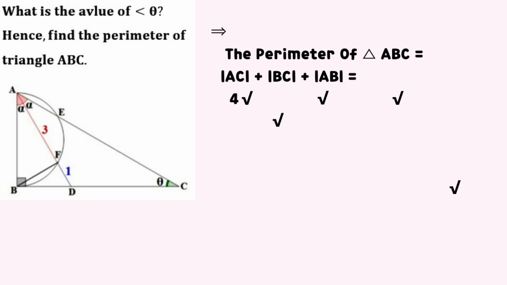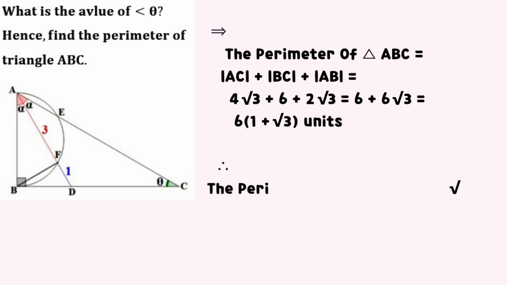The perimeter of triangle ABC equals the sum of line AC, line BC and line AB, which equals the sum of the product of 4 and the square root of 3, and 6, plus 2 times the square root of 3. The result equals the product of 6 and the sum of 1 and the square root of 3 in units. Therefore, the perimeter of triangle ABC equals the product of 6 and the sum of 1 and the square root of 3 in units.